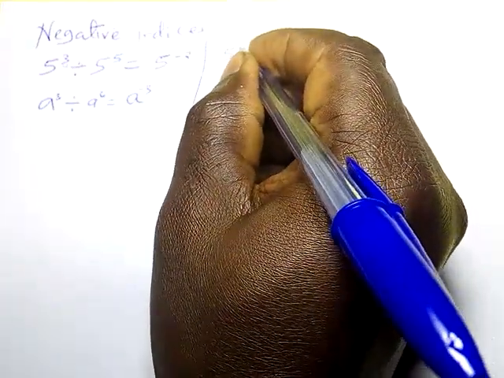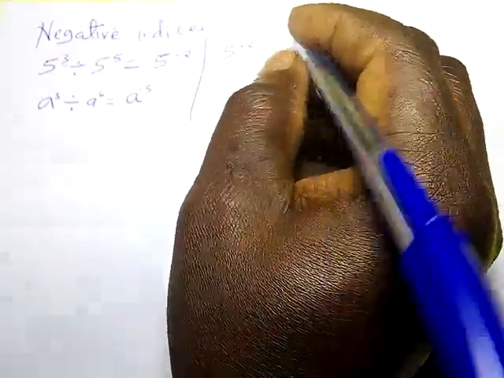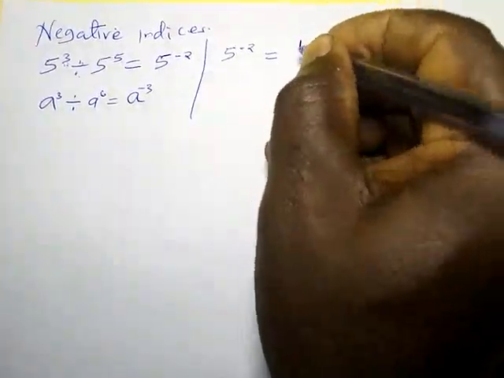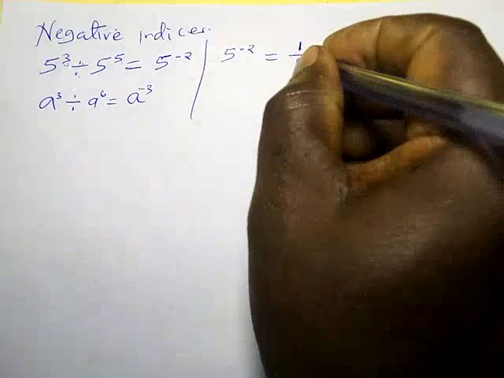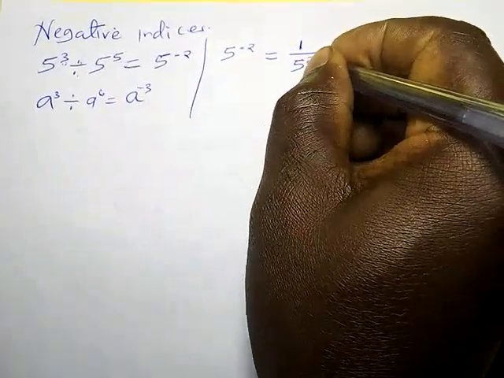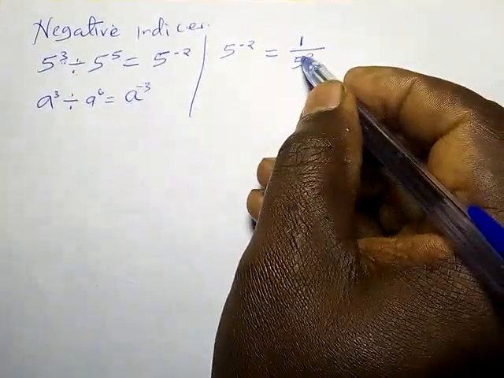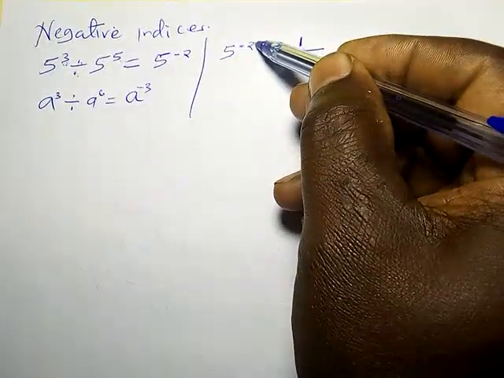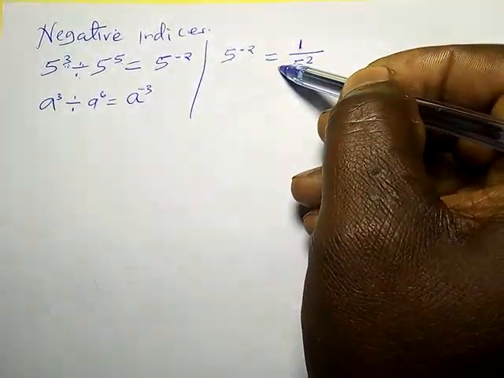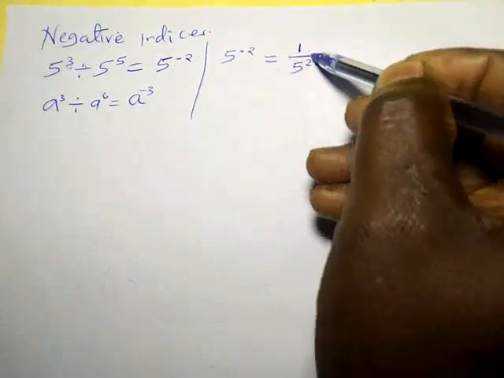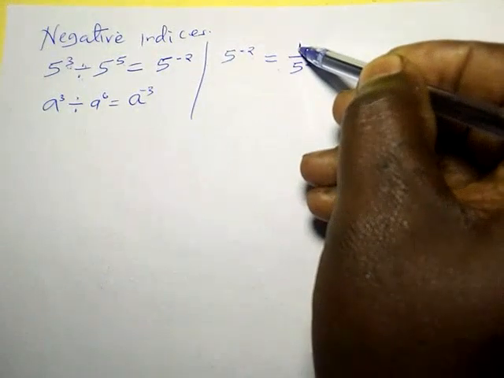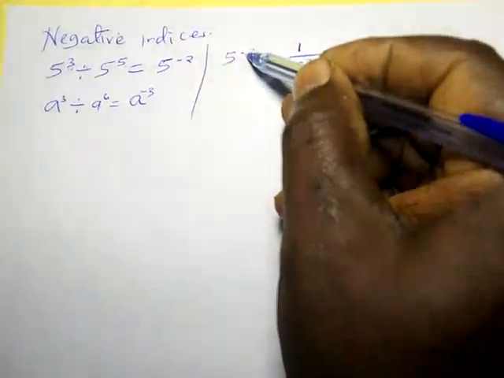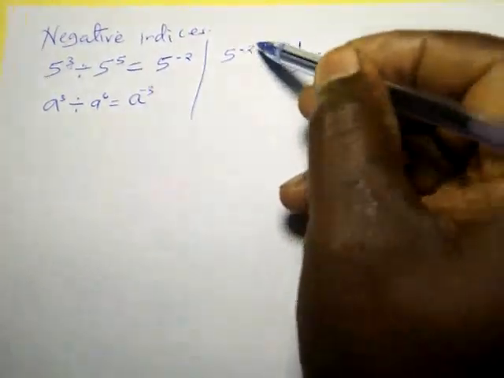5 raised to power negative 2 is exactly the same as 1 over 5 raised to power 2. Did you see what I did? 5 raised to power negative 2 is exactly the same as 1 divided by 5 raised to power 2. When you put 1 above as the numerator, the denominator becomes positive. It was negative, it becomes positive, and this one and this one are the same.